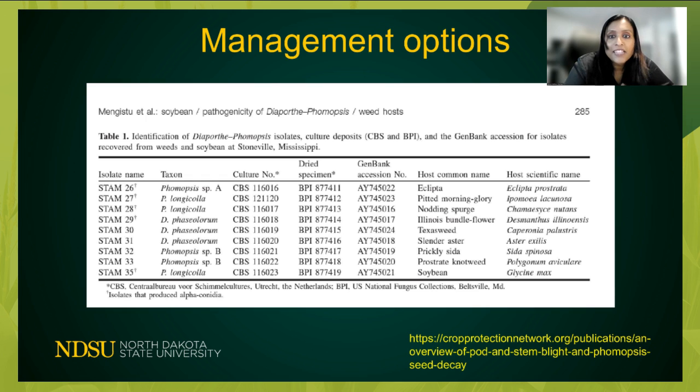And there has been some studies to check what common weeds can harbor Diaporthe phomopsis. And there are a few that have been listed here by the common name as well as the scientific name. And some of the other weeds that are common in our area where Diaporthe phomopsis could live would be like Kochia scoparia, redroot pigweed, wild sunflowers. They're all very good hosts of Diaporthe.